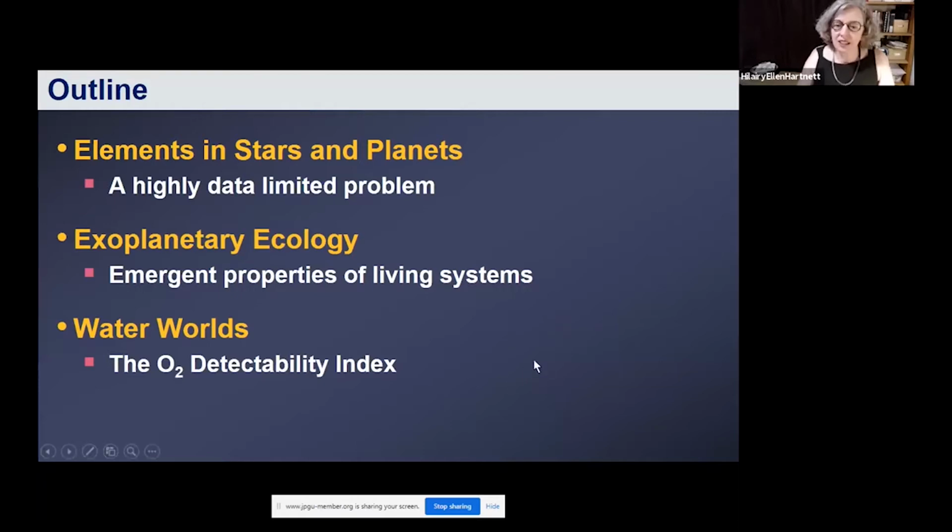So hopefully, we'll see a thread that goes from how we understand the composition of stars and planets to the types of processes that happen on planets, and an example of a type of planet that we don't have in our own solar system, but for which we can write models for what biosignatures might look like. So here we go.